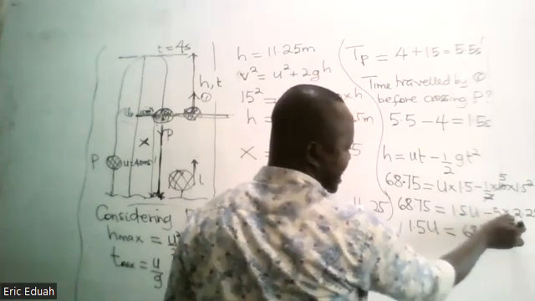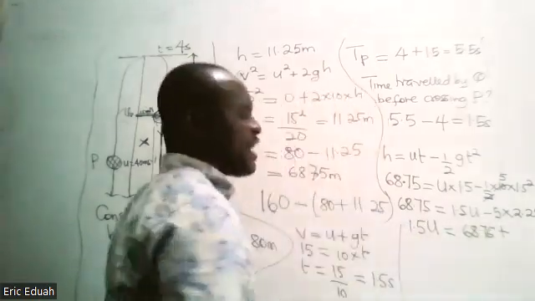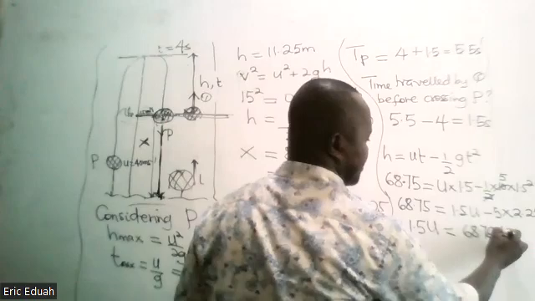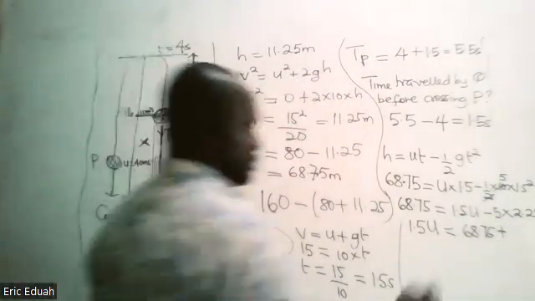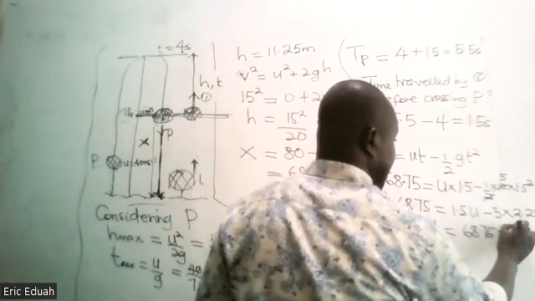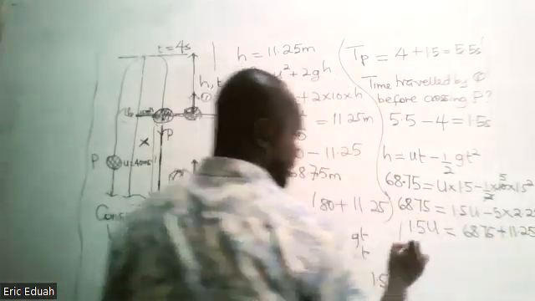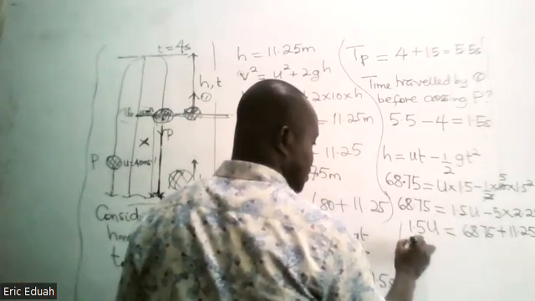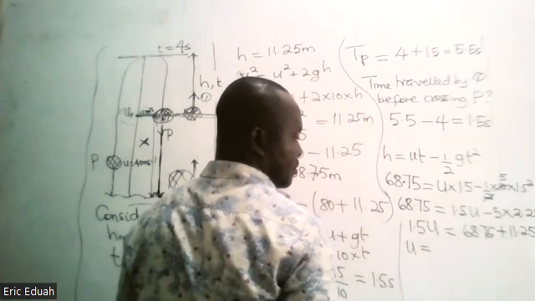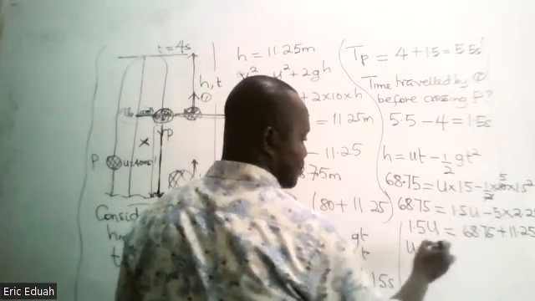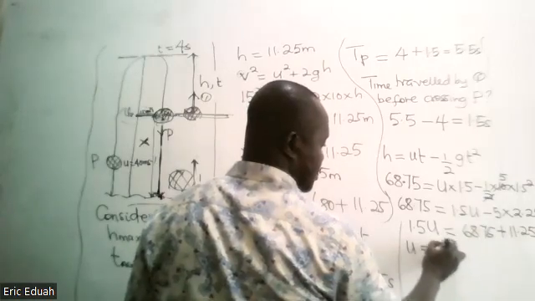68.75. This is a negative. It will cause the equal sign to be a positive. Please multiply 5 by 2.25. 11.25. Okay. Therefore, U would be equal to, sum this up for me. 80. Yes, 80.